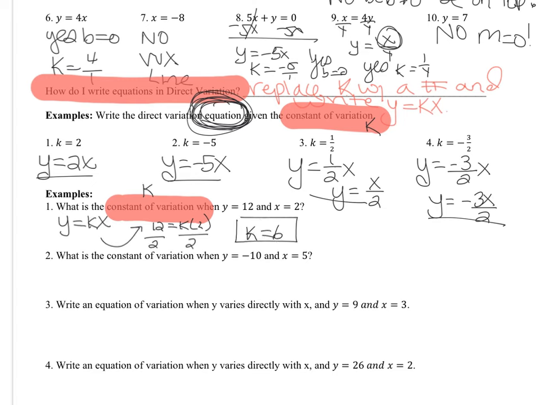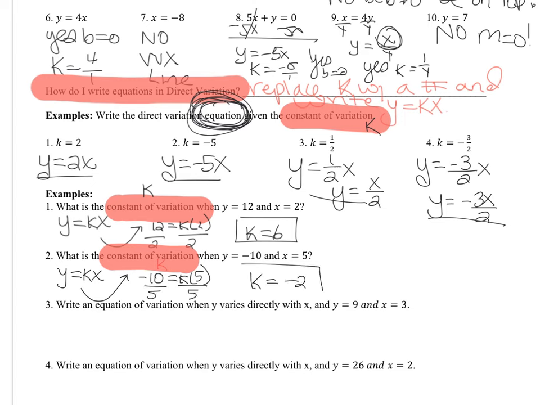Next one, what is the constant of variation? Constant of variation is a fancy word for the letter k. So how I find k, I write my equation, y equals kx. I plug negative 10 in for y, and I plug 5 in for x. So negative 10 equals k times 5. How do I get k by itself? I'm going to divide by 5 on both sides. So k equals negative 2, and I'm done. Okay?